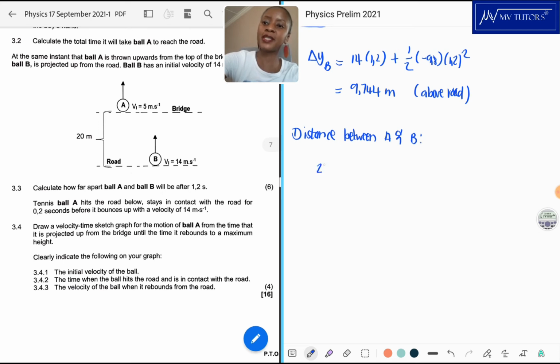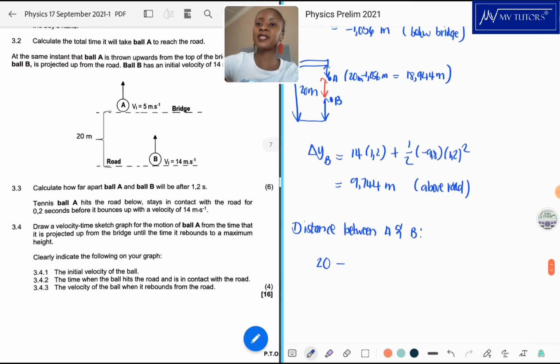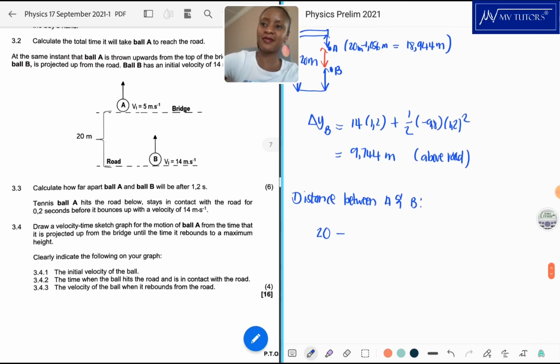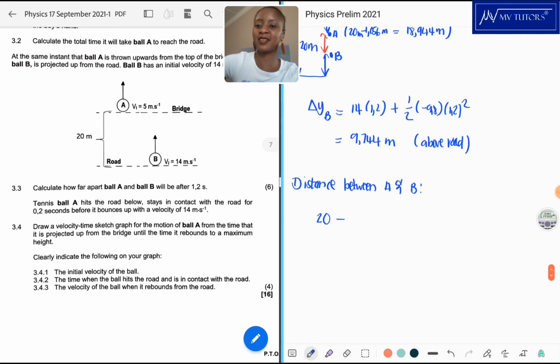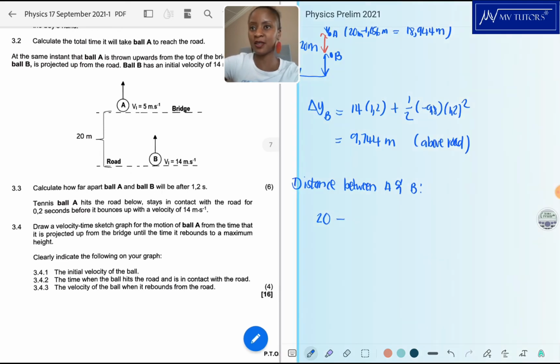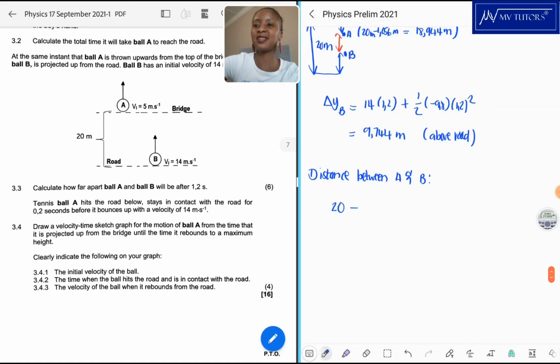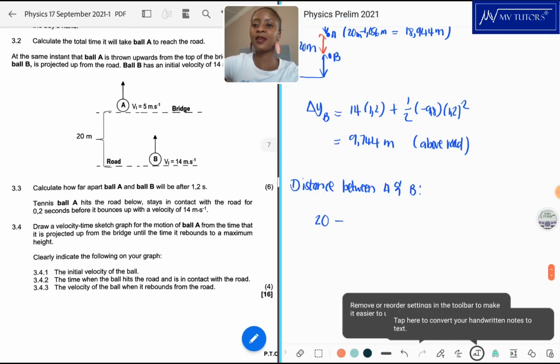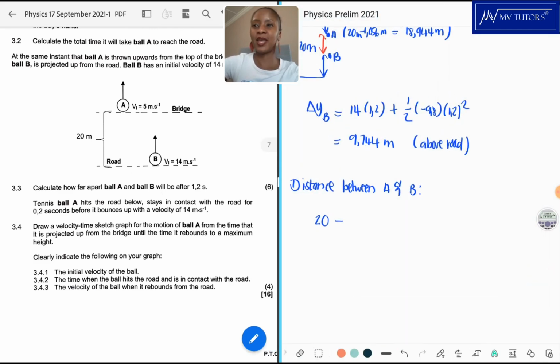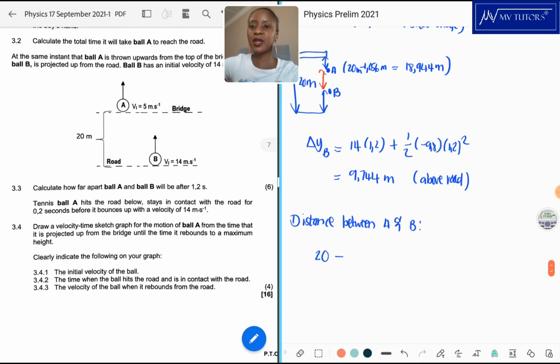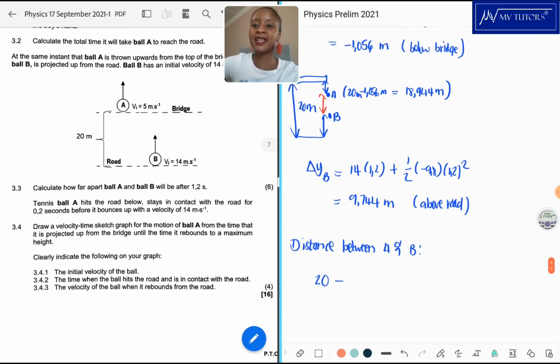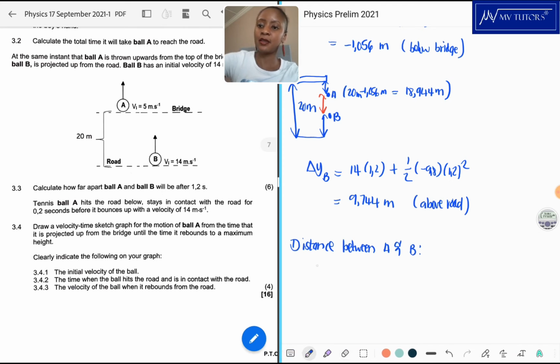Okay, so we had 20, and we said that ball A is 1,056 below the bridge. Okay, now let me just do it like this rather. Okay, sorry about that. Okay, so yeah, distance between A and B. I'm actually going to take the 18,944. I forgot that I actually had it.